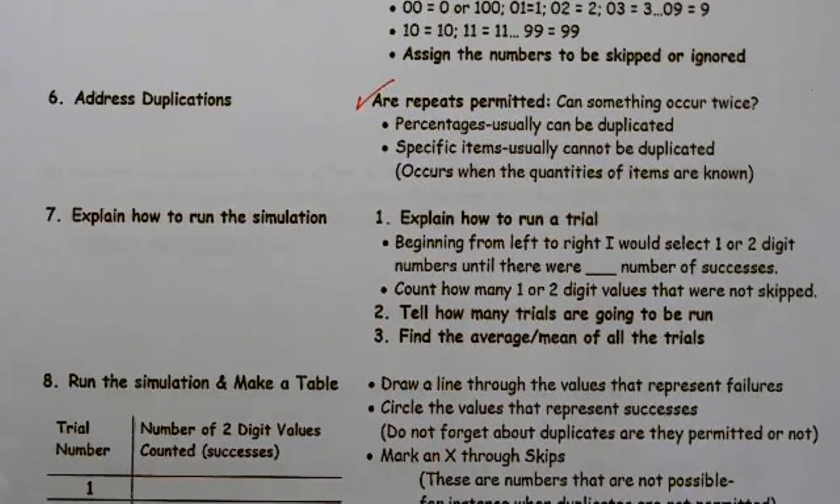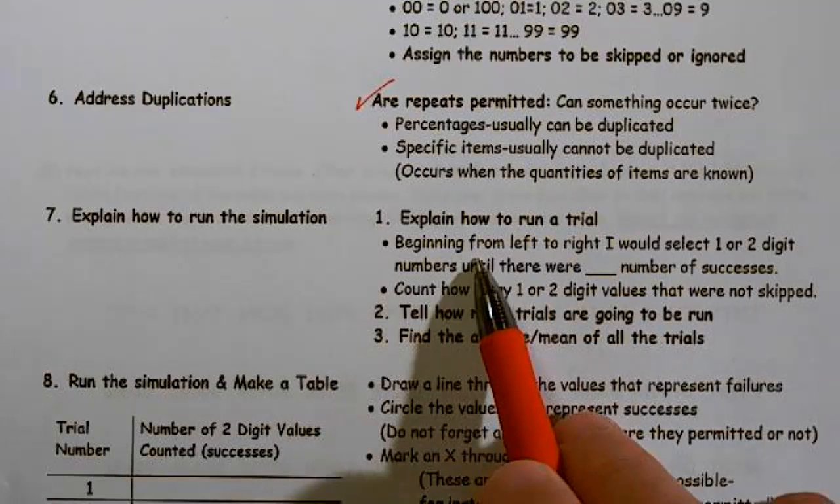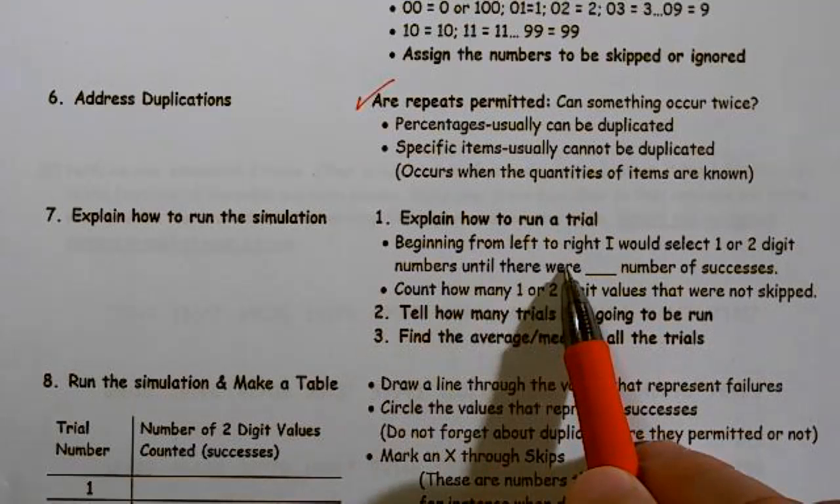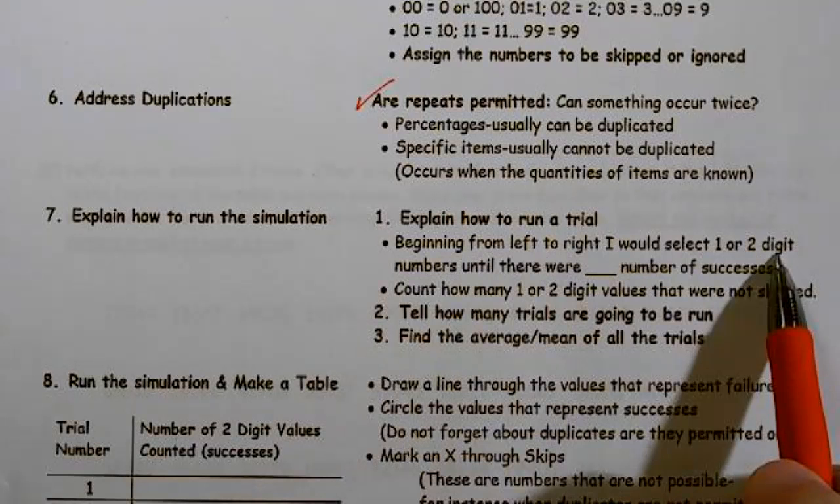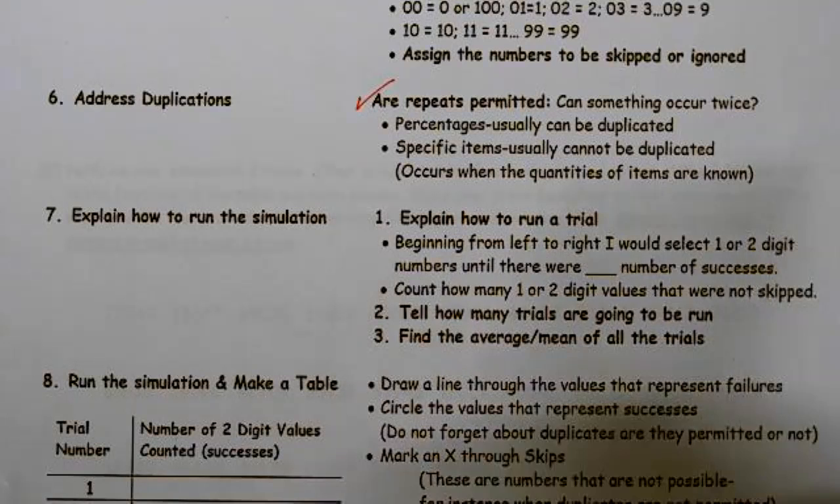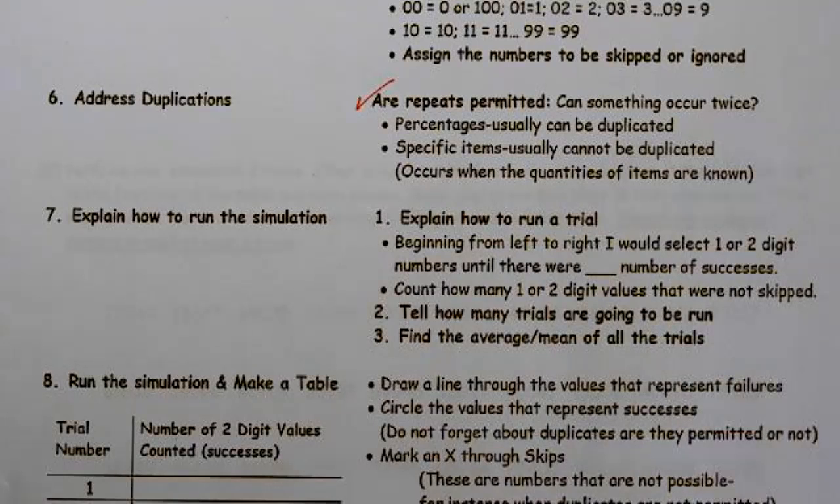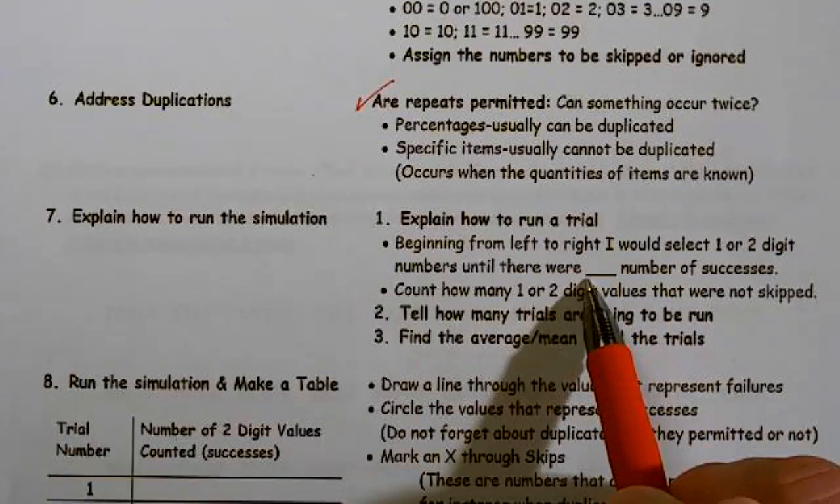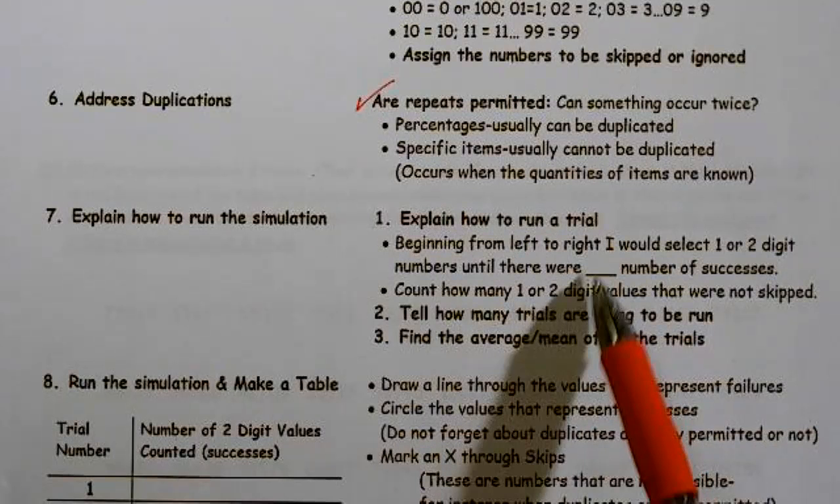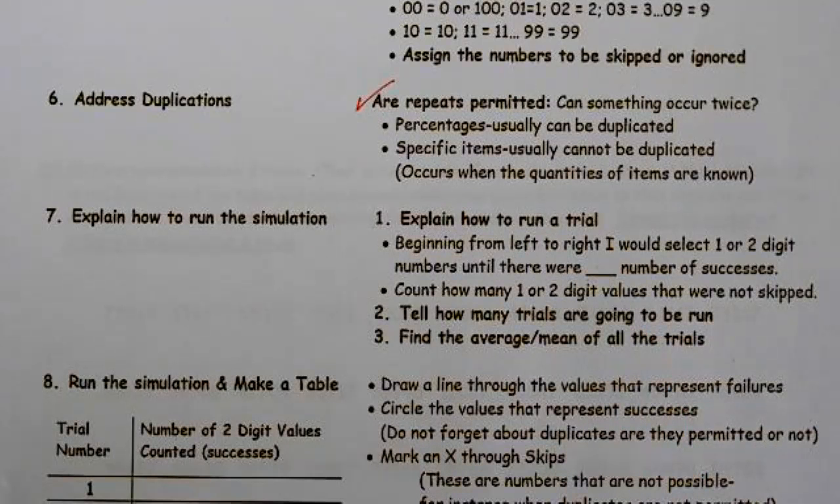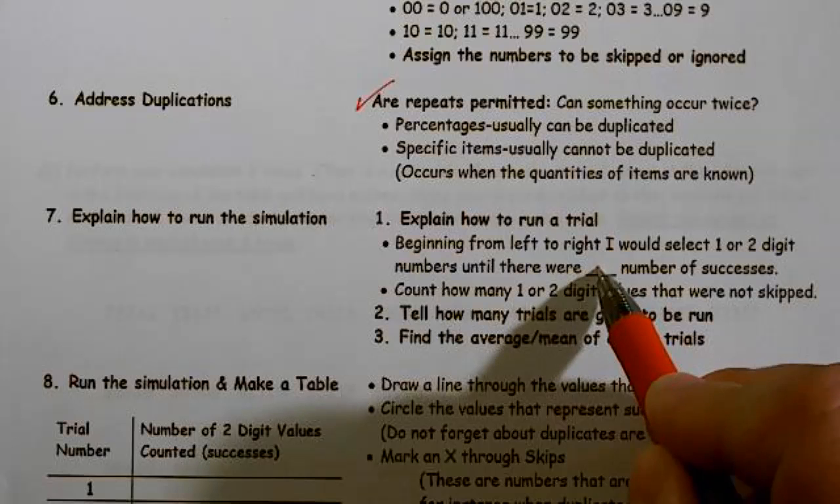Then we need to explain how to run the simulation. And this is really straightforward and simple. We're always going to begin from left to right, and the reason is that's the way we read. All right? So we're always going to start from left to right, and you select 1-digit or 2-digit numbers. You need to say which one you're selecting. It depends on what you've assigned. If I selected 1-digit numbers, I'm going to use 1-digit numbers. If I assigned 2 digits, I'm going to use 2 digits. You continue until there are a certain number of successes. Oh, I needed to get 4 3s to finish the trial. Well, if that's the case, it'll be 4. It's going to be determined by the problem, but it's very important that you also give that.